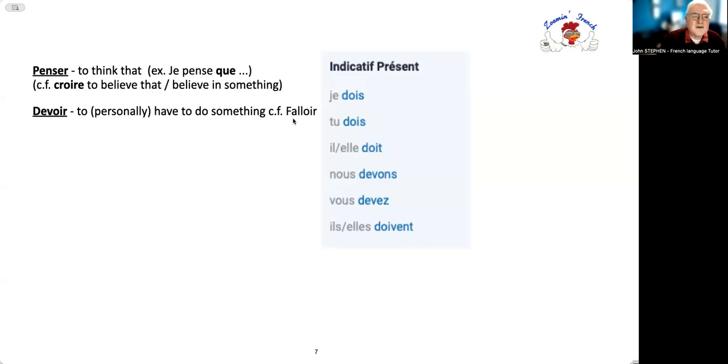You'll notice here I have just put CF. Let's look at the verb falloir. Falloir is only used in the third person singular, okay? And all it means is it is necessary to do something. So for example, il faut manger. One has to eat. Il faut aller au supermarché. One must go to the supermarket.